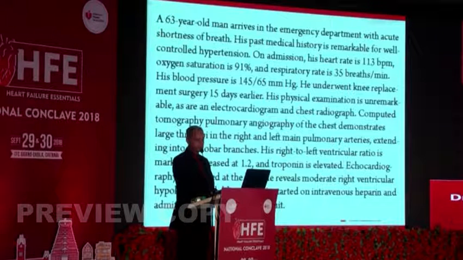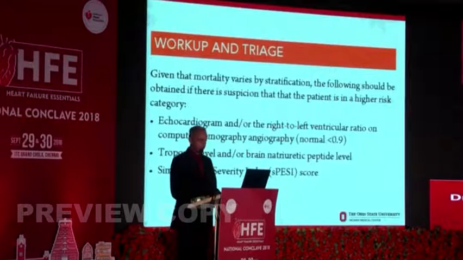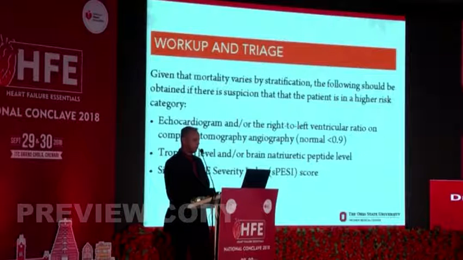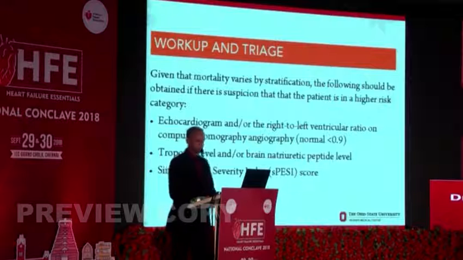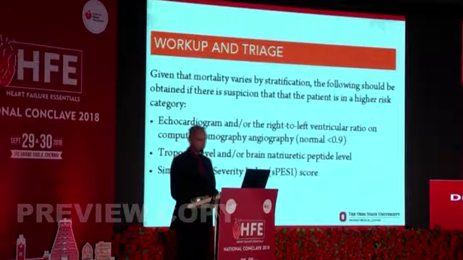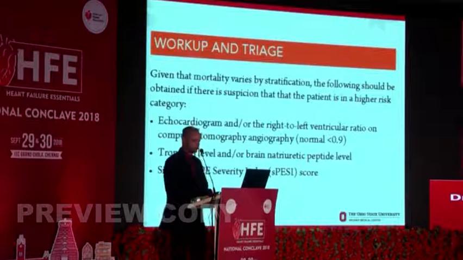So you can see some of the things which I've shared with you in this case will help us risk stratify whether they're massive, submassive, or low risk. So what does the triage involve? It involves the echo and, on CT, the right to left ventricular ratio. Remember, when it's less than 0.9, it's normal. Then the biomarkers, troponin elevation or BNP, and then there is something called a simplified PE severity index, and I'll show you that in the next slide.